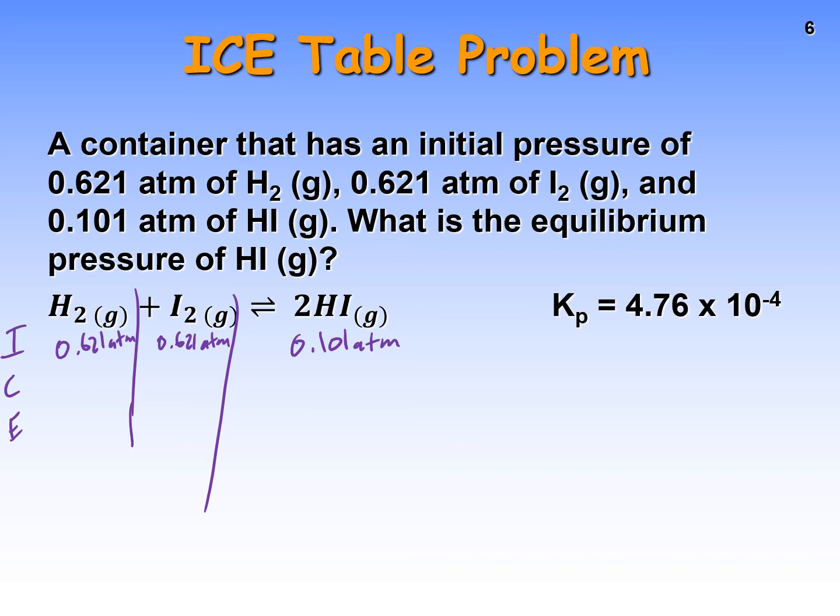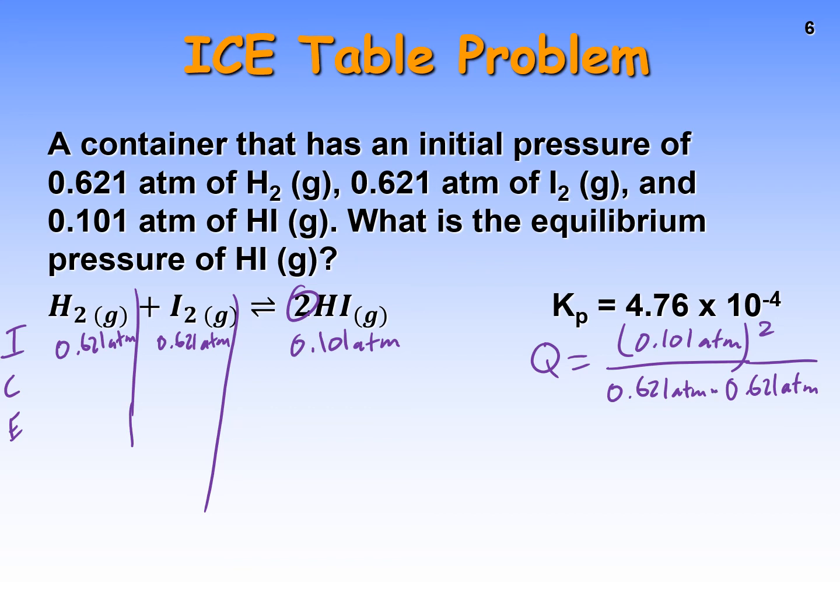Now, because we have initials of everything, we need to first calculate Q, right? So Q is going to be equal to 0.101 ATMs, and again, don't forget the square because of the 2 there, divided by 0.621 ATMs for H2 times 0.621 ATMs for I2. This will give me a value of 0.0265.